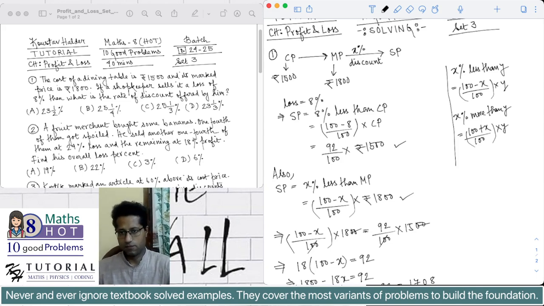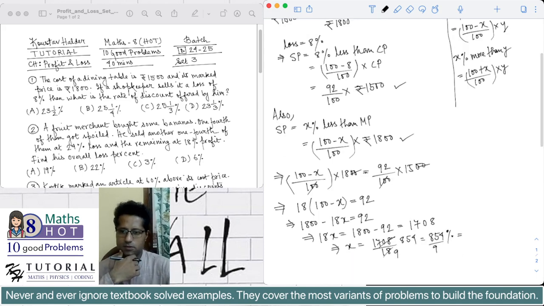Also, the selling price will be equal to x% less than the mark price, which is equal to 100 minus x divided by 100 multiplied by 1800. Fine. So we get 100 minus x divided by 100 multiplied by 1800 is equal to 92 by 100 multiplied by 1500. 100 cancels out from the denominator. Also the zeros in 1800 and 1500 cancel out. Okay, I made a mistake. So this will be 92 multiplied by 15.